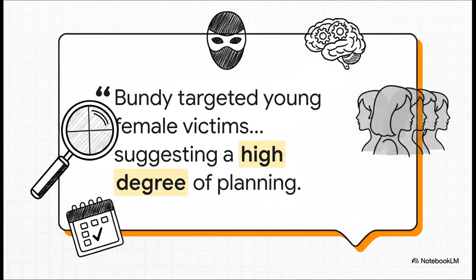Ted Bundy is the absolute poster child for the organized offender. He was smart, he was charming, and his crimes were meticulously planned. He had a specific type of victim. The profile told police, hey, you're not looking for some weird loner hiding in a basement. You're looking for someone who can blend in, someone who can win your trust. And that was a huge deal.